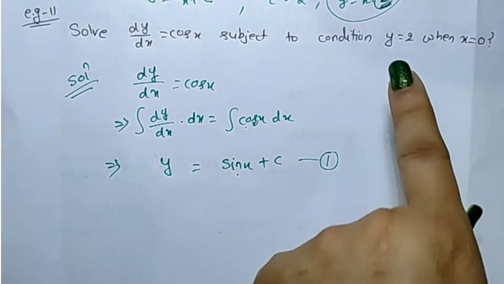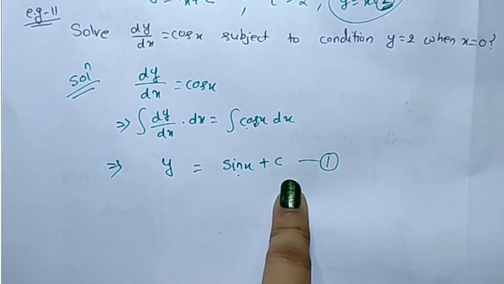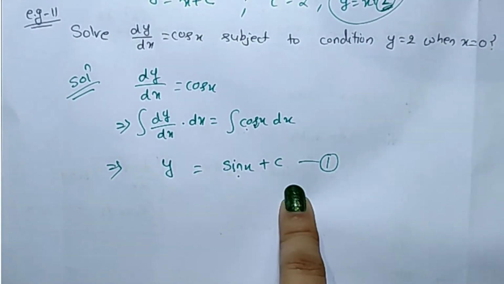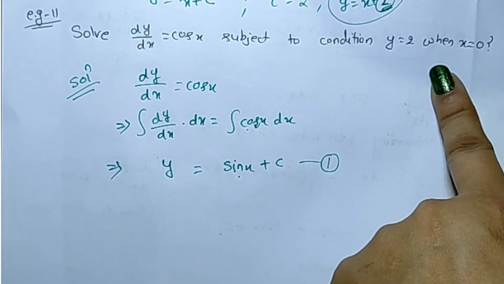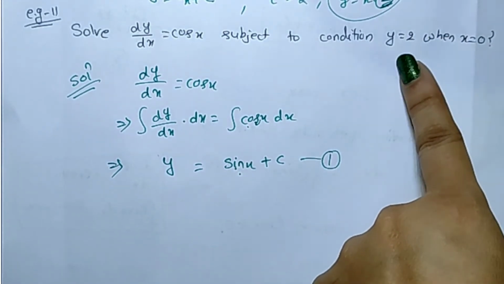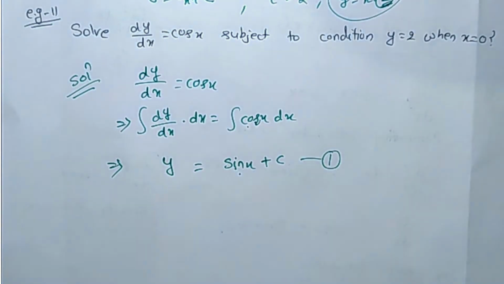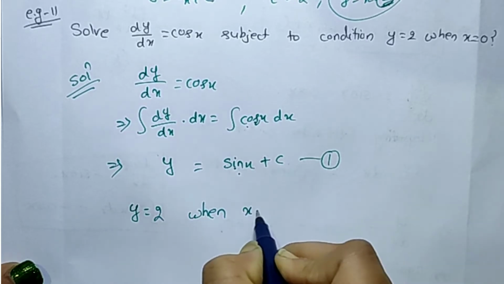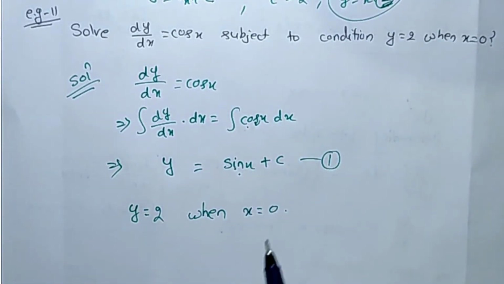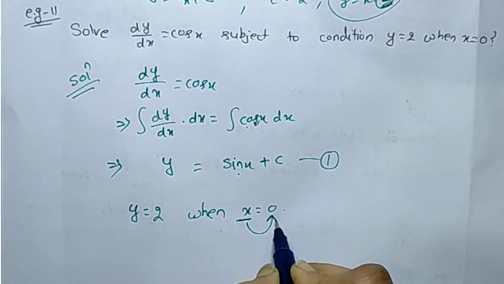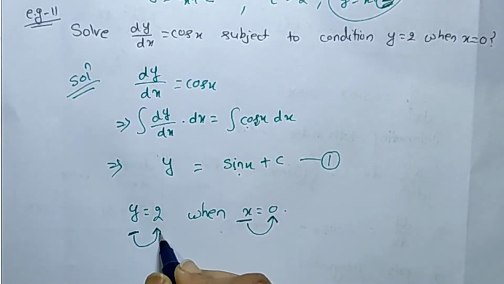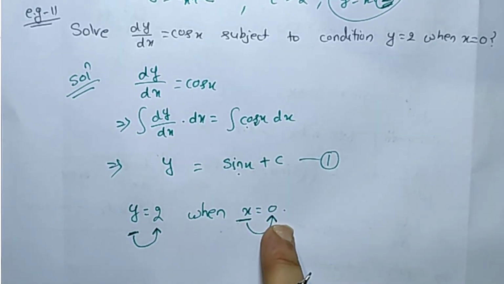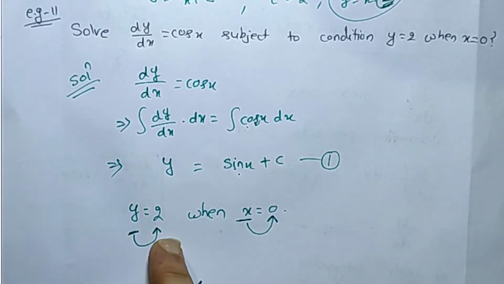Now we have to use this condition to find the value of c. What will be the value of c that is assigned? To find that value, we have been given this condition. What is the condition? The condition is y is equal to 2 when x is equal to 0. What does it mean? It means when I put x is equal to 0, then the value of y is automatically 2.